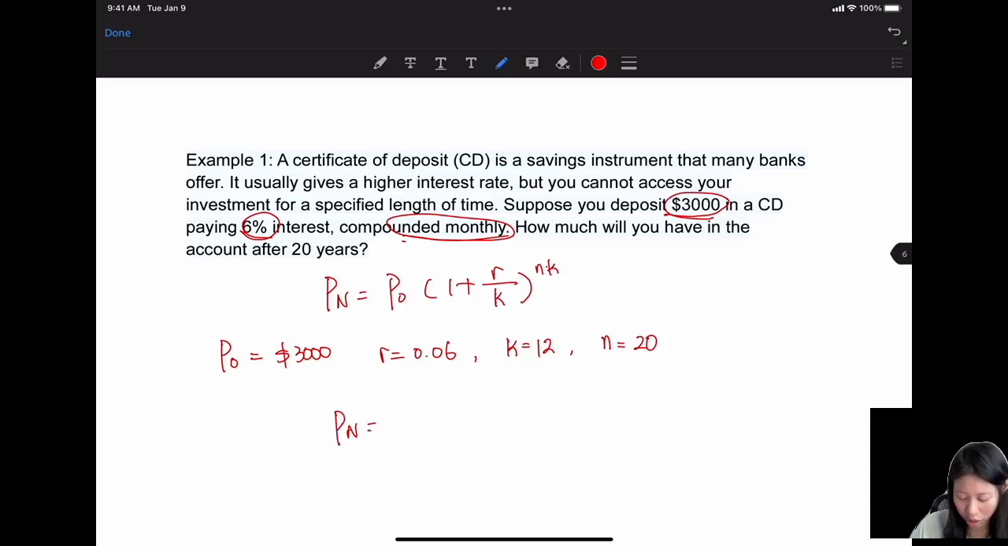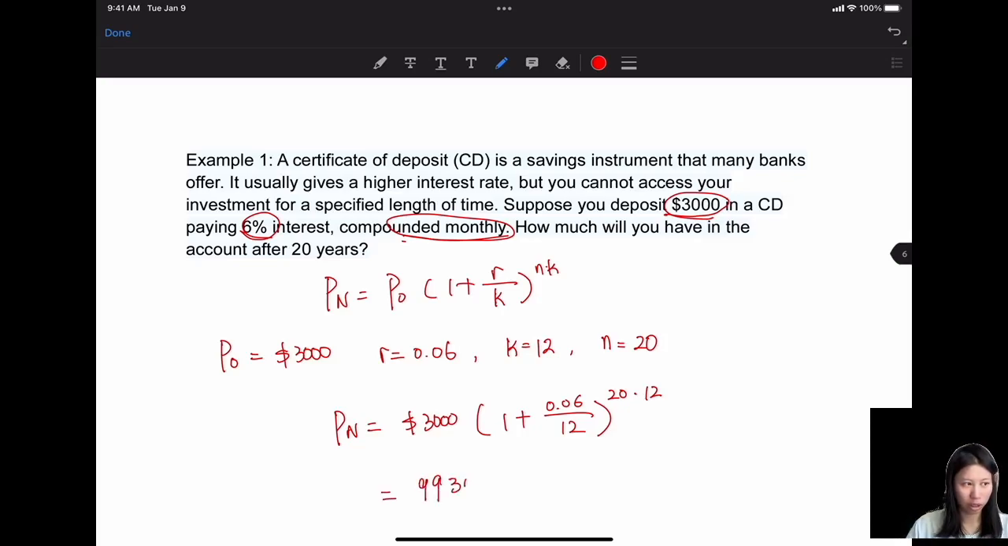So P sub n equals 3,000 times (1 plus 0.06 over 12) to the power of n times k. n is 20 times k, 12. And then you're going to use a calculator to calculate that. So you will get 9,913 and 61 cents.